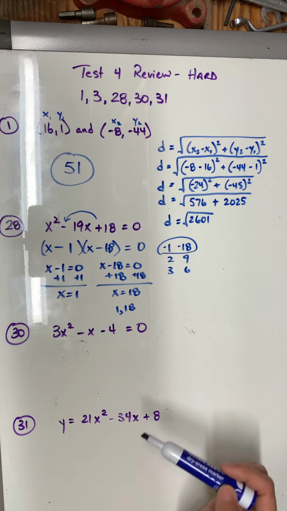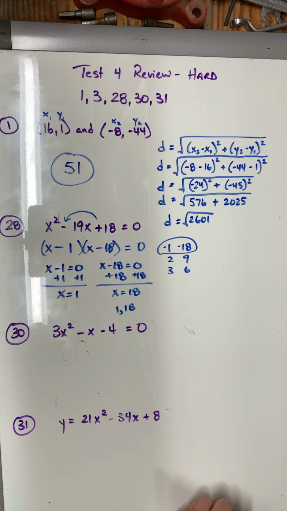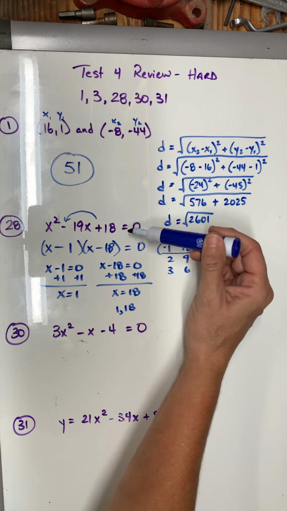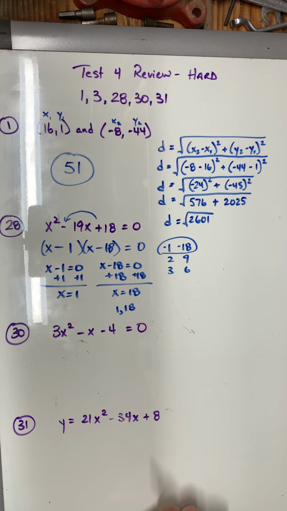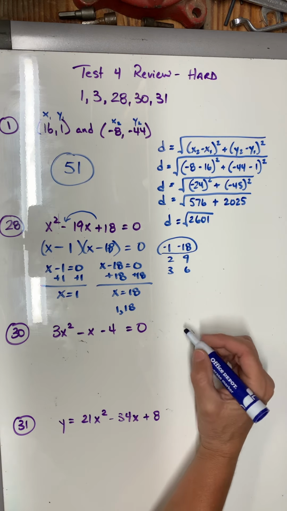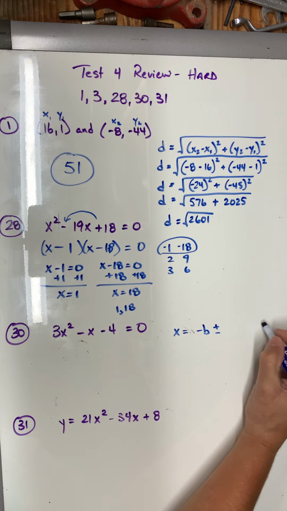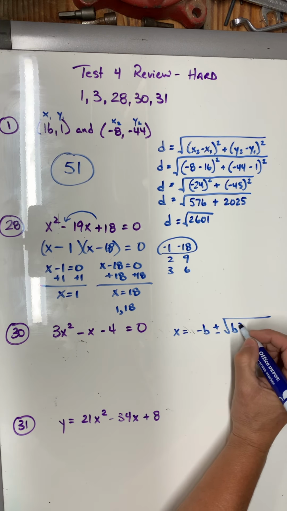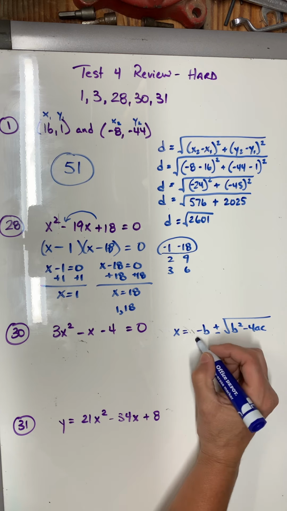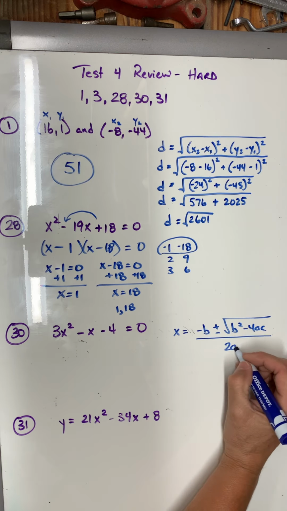But the next two questions, we will use a quadratic formula, and just so you know, we could have used it for this one. It's just more time consuming. So what is the quadratic formula? X equals -b plus or minus the square root of b squared minus 4ac. That whole thing is over 2a.